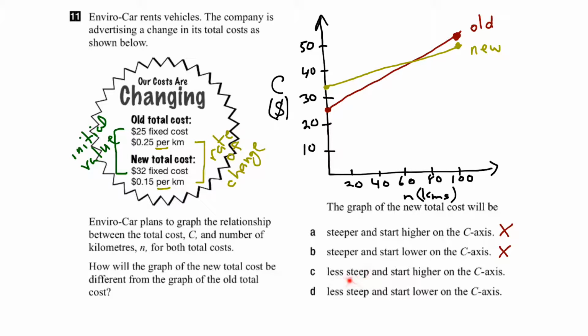So is it less steep and starting higher? Well, yes, it is less steep, and it does start higher. So that looks like it's going to be our answer here, but let's verify. Let's look, is it less steep and starting lower? Well, it is less steep, but it doesn't start lower, it starts higher. So that's not the right answer. So we know that the answer is C.